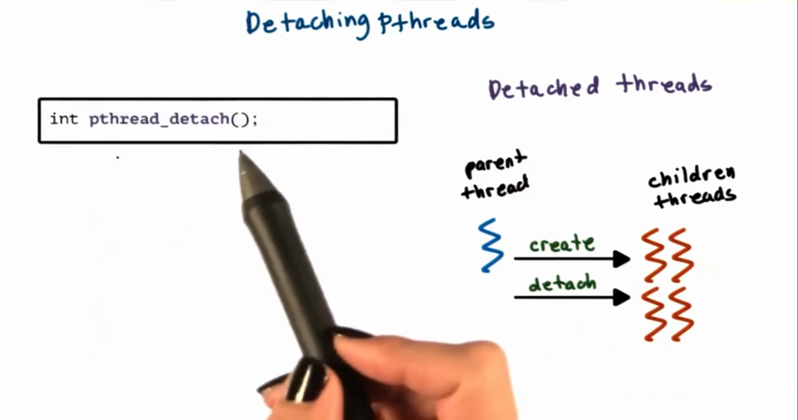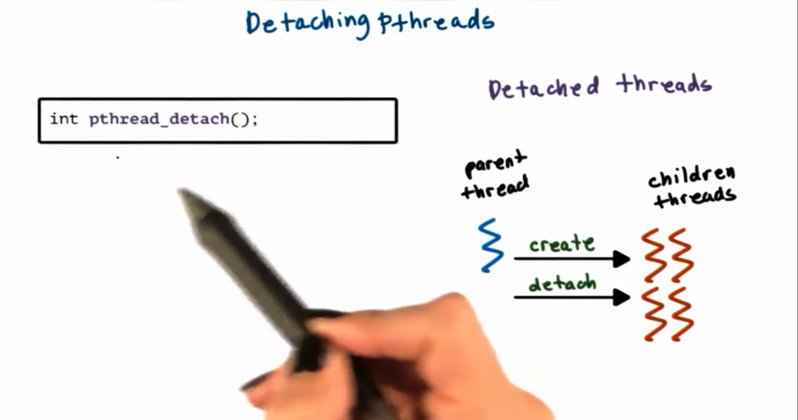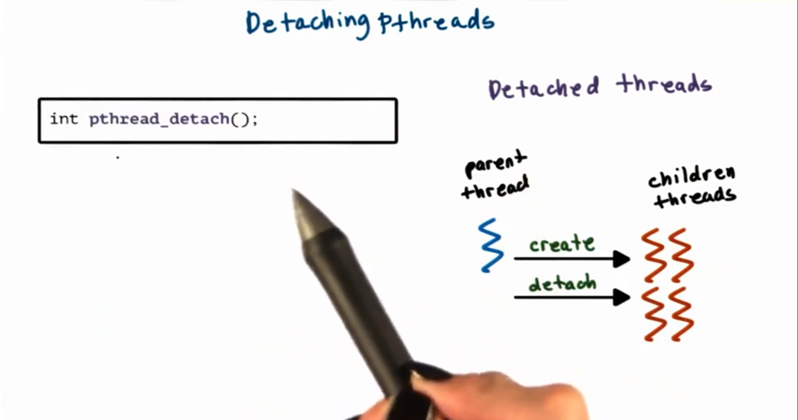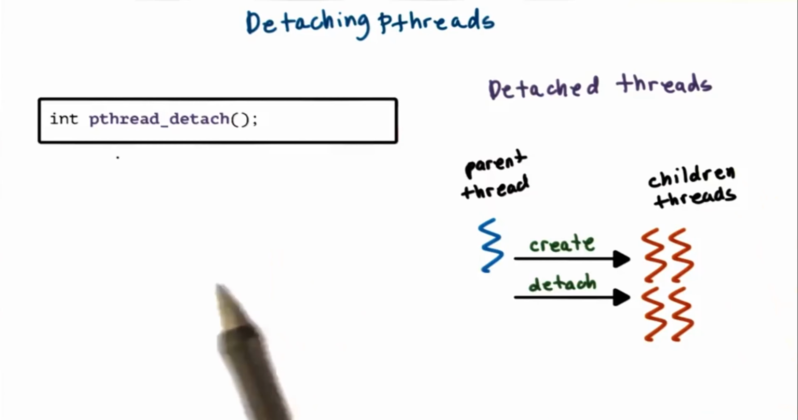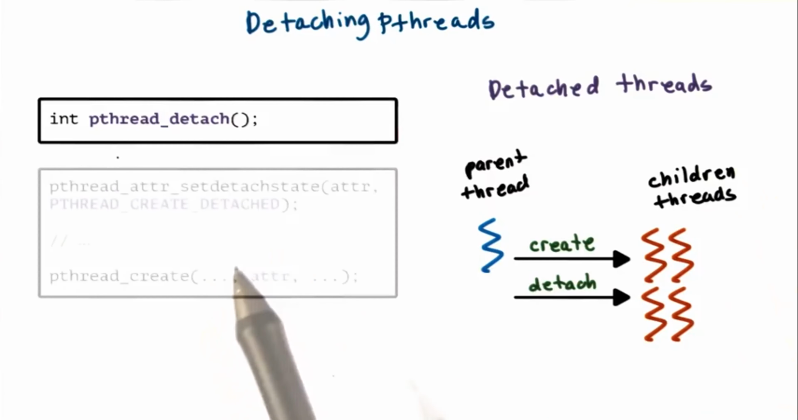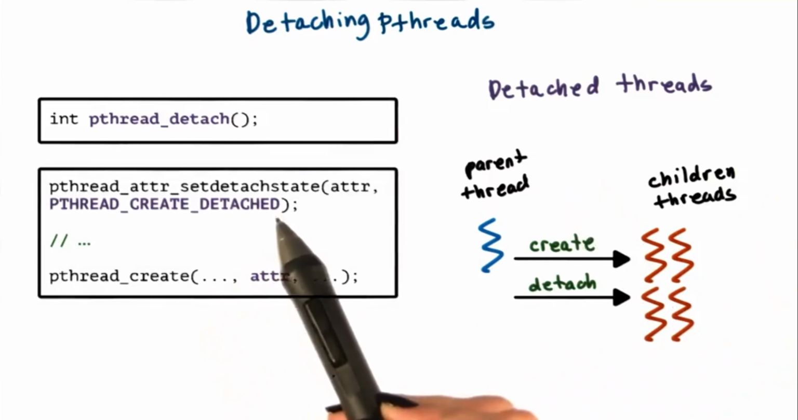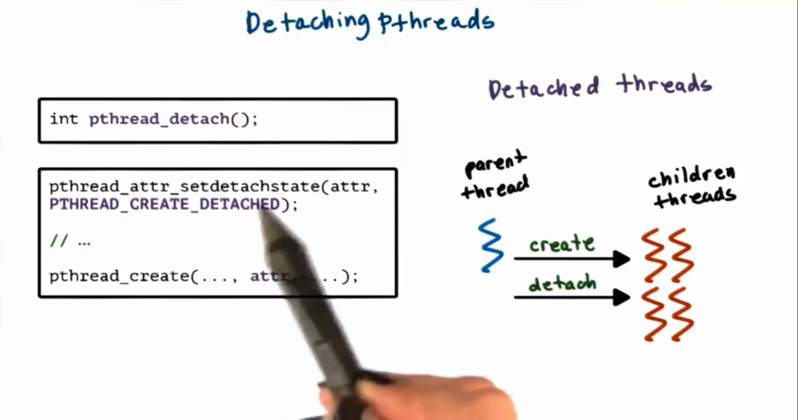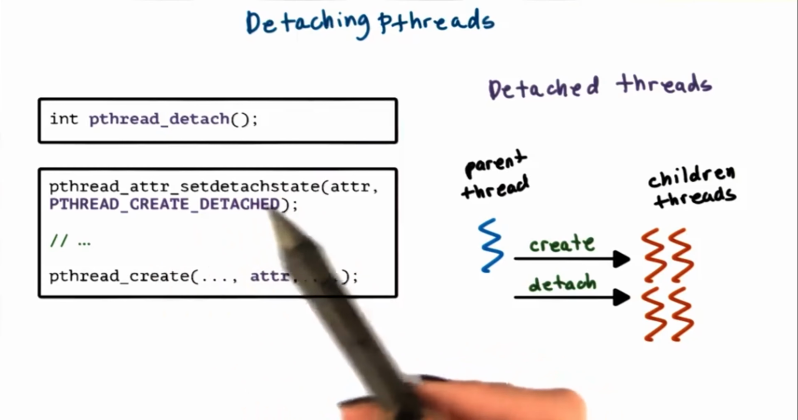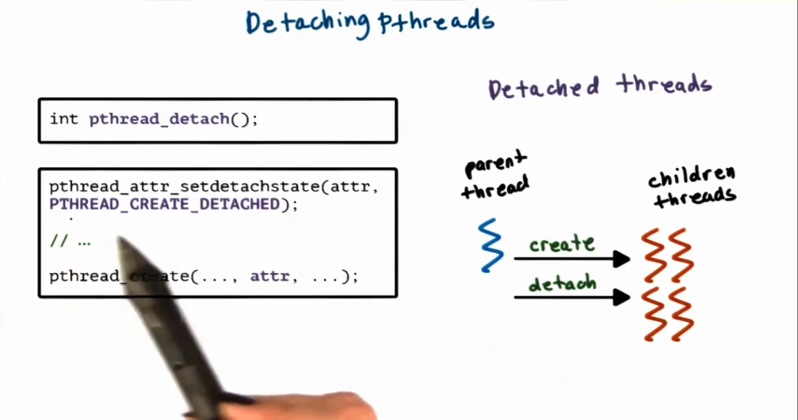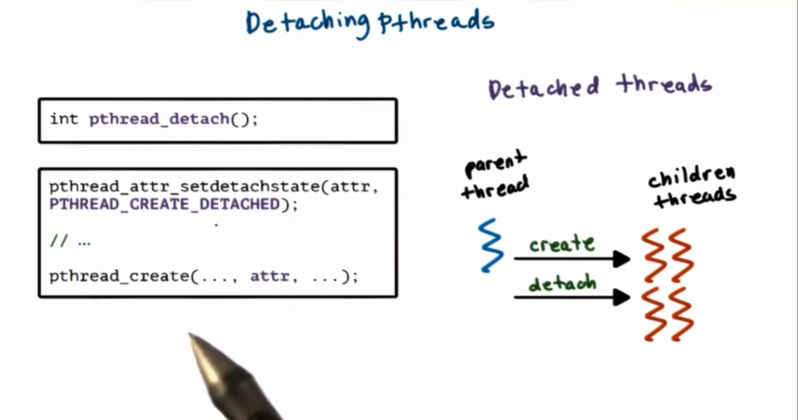To detach threads, pthread provides a pthread detach operation that takes the thread data structure, the thread that needs to be detached, as an argument. Threads also can be created as detached threads using the attribute detached state. The value of this attribute first needs to be set to pthread create detached, because otherwise the default behavior for pthreads is for threads to be created as joinable threads.